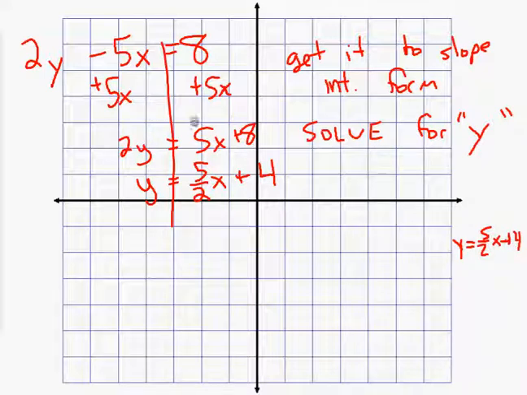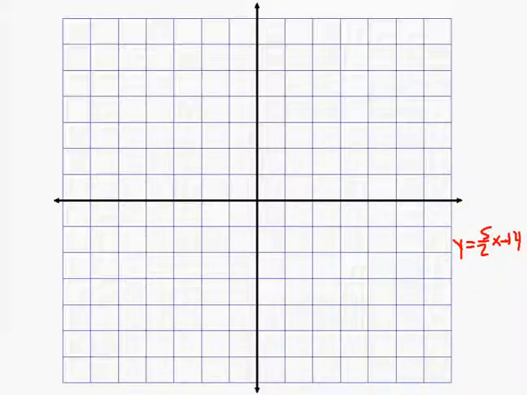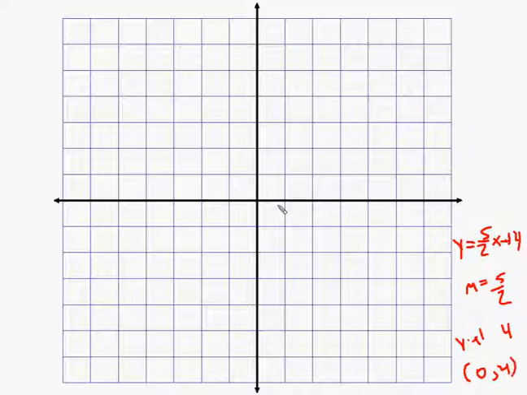I'm going to erase all this so the work's out of the way, but we solve for y. So now I'm going to graph that. Now what's my slope? 5/2. And what's my y-intercept? 4. Now I need to remember that's the point (0, 4). So at the point (0, 4), what do I need to do? Go up 5.